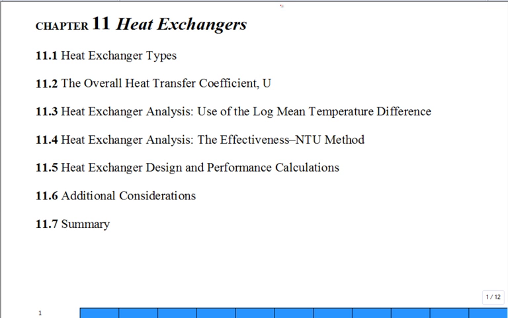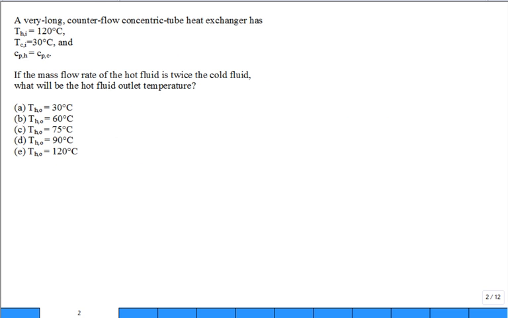All right, so we're plugging away through heat exchangers. I hope we've covered pretty much the theory. It's now just application. And I hope you brought your clickers today, because I do want to use clickers today. And so let's jump into it.